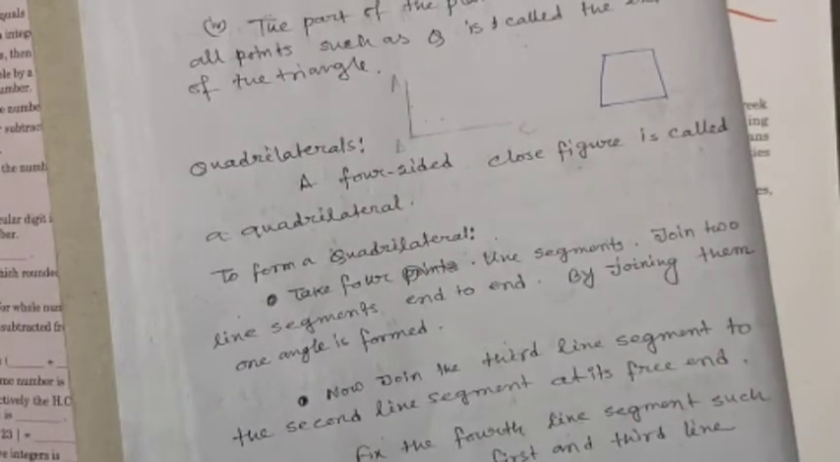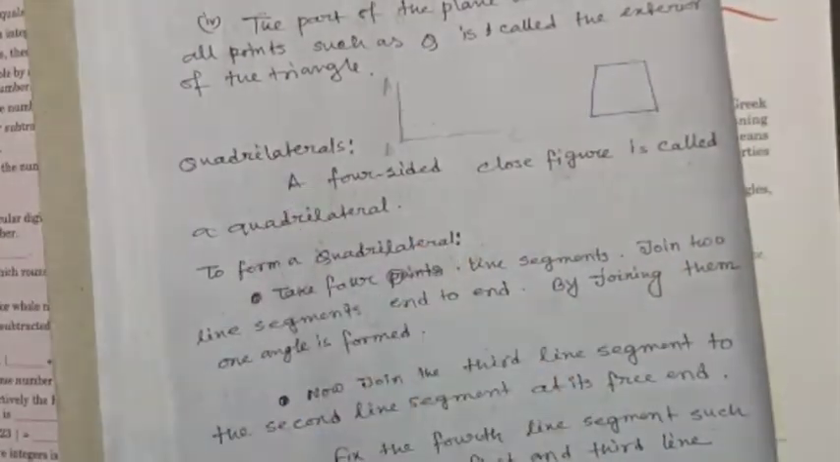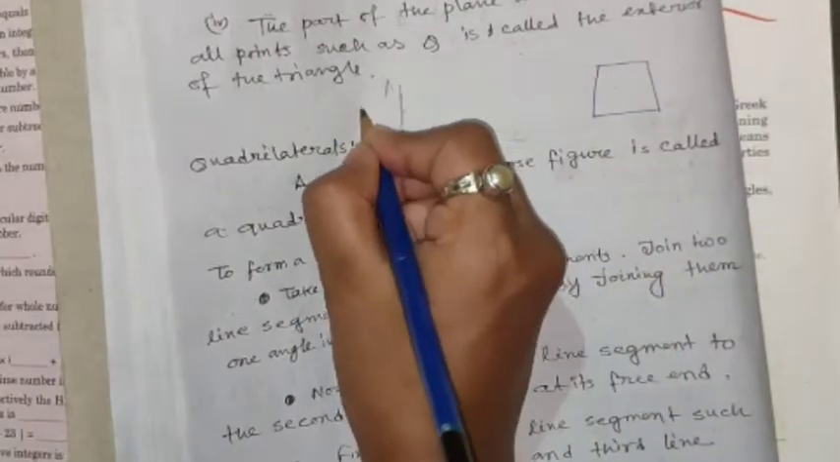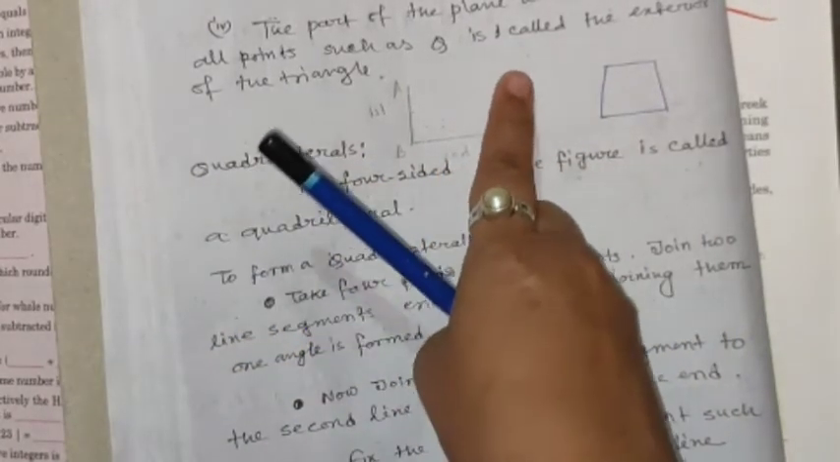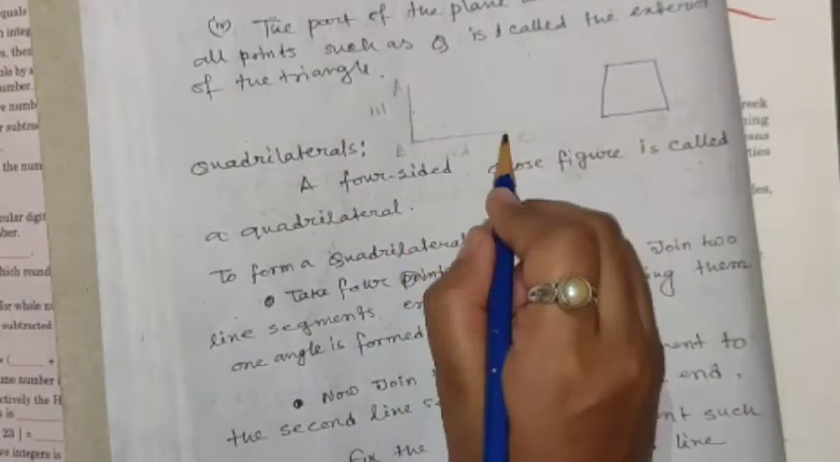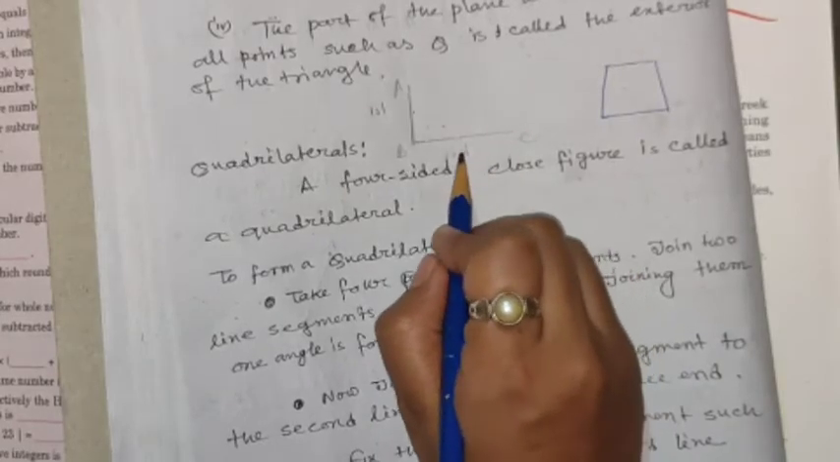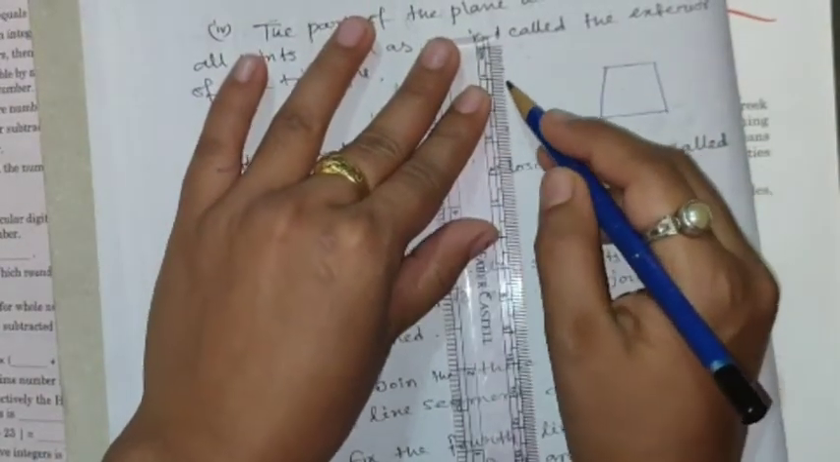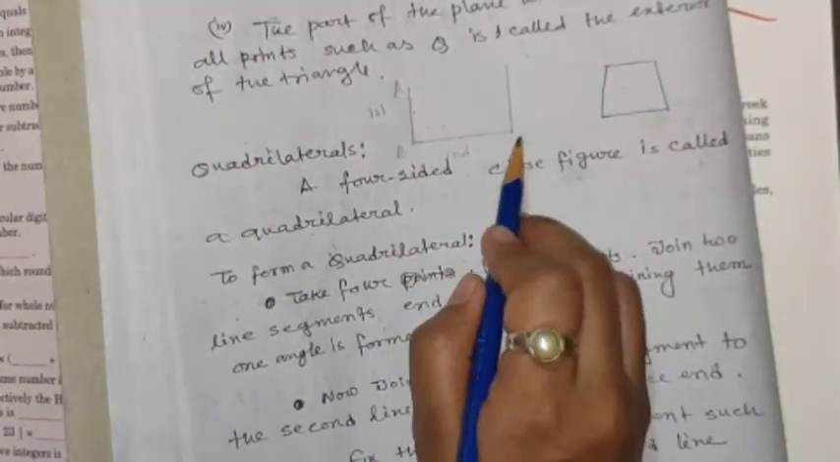Now join the third line segment to the second line segment at its free end. So now we need to draw the third line segment. This is the first line segment, this is the second line segment. So now we need to join the third line segment to the second line segment at the open end. So this is the open end of the second line segment.